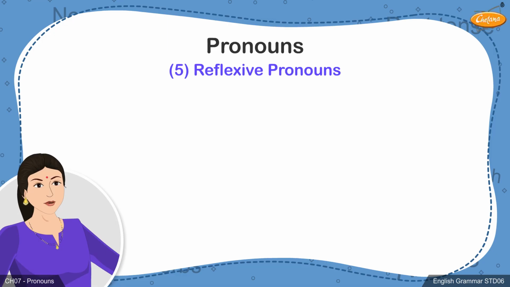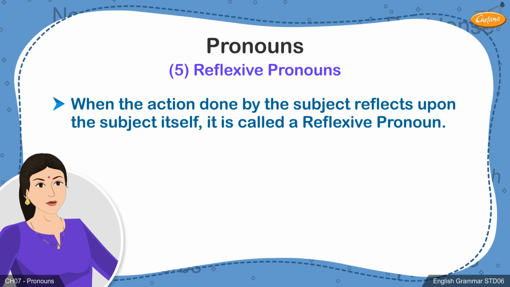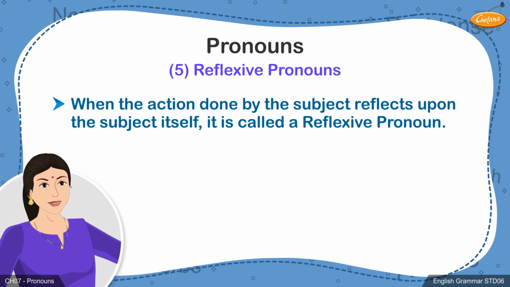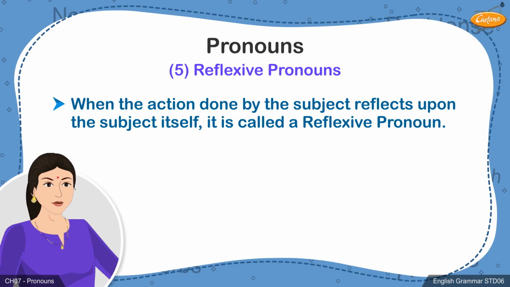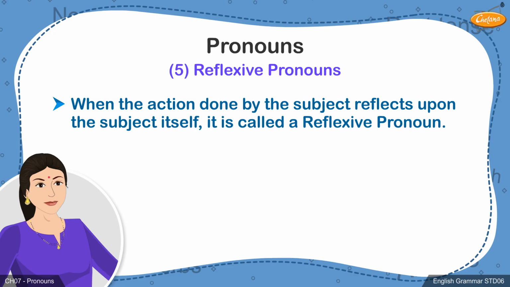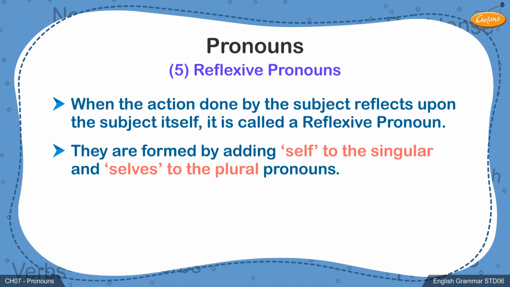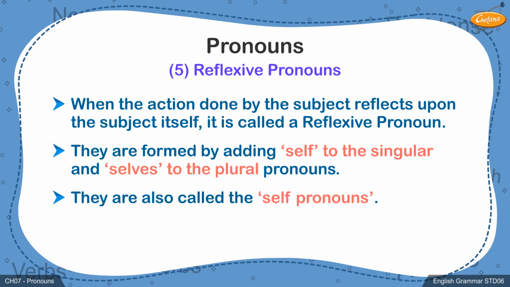The last type of pronoun we will be discussing is the reflexive pronoun. When the action done by the subject reflects upon the subject itself, it is called a reflexive pronoun. In other words, when a person wants to talk about an activity done by the person being spoken about, we use reflexive pronouns. They are formed by adding self to the singular and selves to the plural pronouns. They are also called the self pronouns.